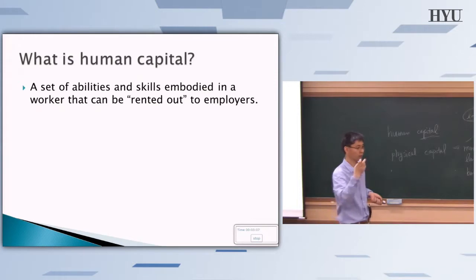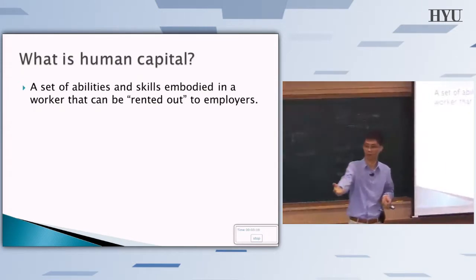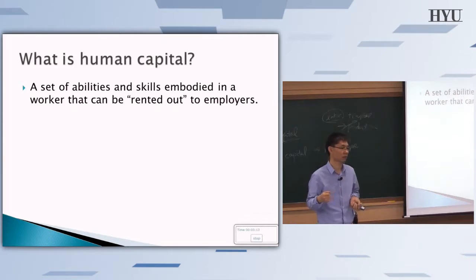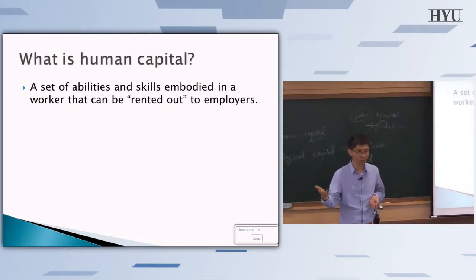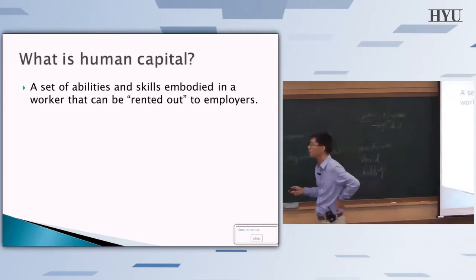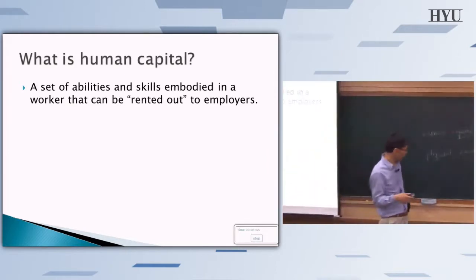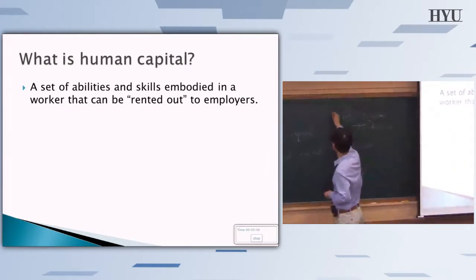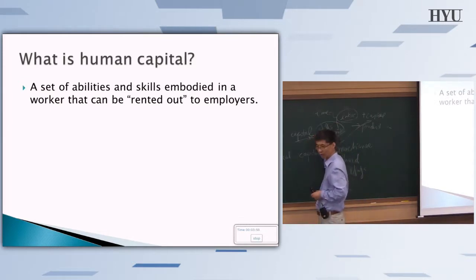So what does an employer expect from their workers? Obviously, they expect them to spend time doing their work, but that's probably a secondary thing. The most important thing is the set of skills and abilities that this worker brings to their work. That's what employers are actually looking for. So labor input involves time, obviously, and skills and abilities. And we call these skills and abilities human capital.